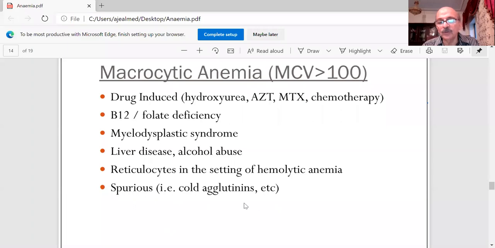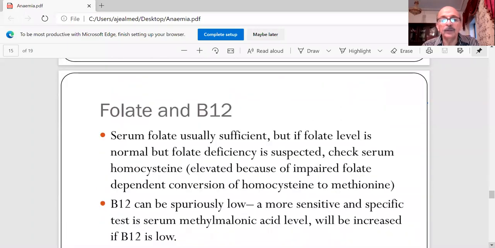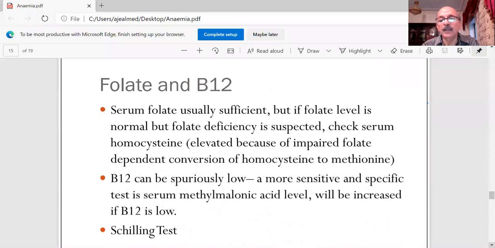Spurious causes like cold agglutinins. Folate and B12. Okay.